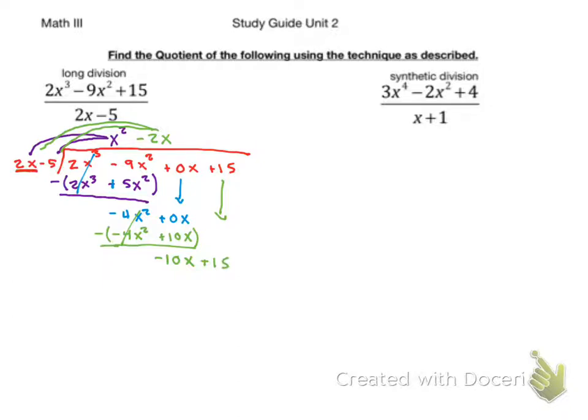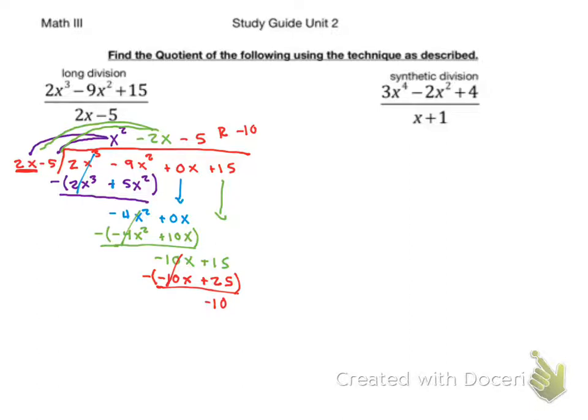And now we ask ourselves, how many times does 2x go into negative 10x? And that is negative 5 times. So if we multiply negative 5, that's negative 10x. And then negative 5 times negative 5 is a positive 25. We're subtracting these. So negative 10x minus negative 10x cancels. 15 minus positive 25 gives us a negative 10. So our remainder is negative 10.